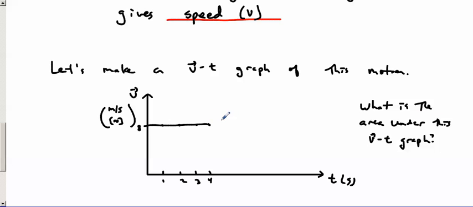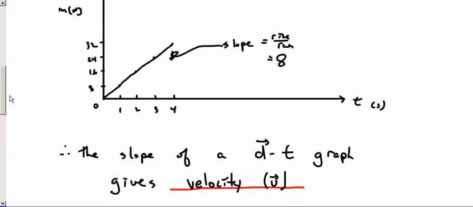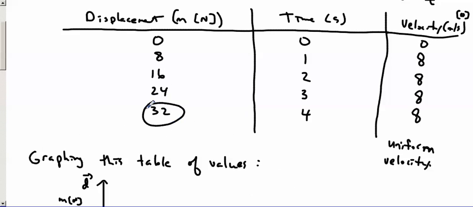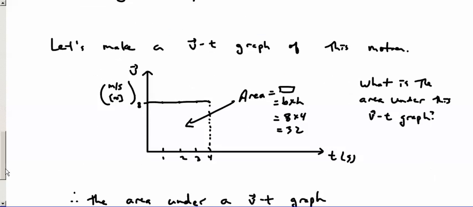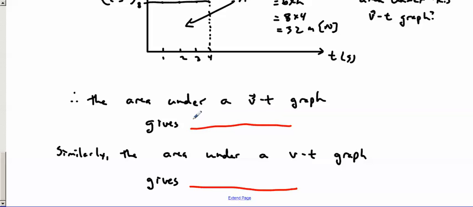And leading us a little bit, the question here is, what is the area under this VT graph? So first of all, I'm interested in the area of this. Its shape is a rectangle, and the formula is base times height, which would be 8 times 4, which is 32. And if I go up here to my table of values, I see that 32 was the total displacement of the trip. So that would be meters, and that would be north. So the area under a VT graph gives displacement.